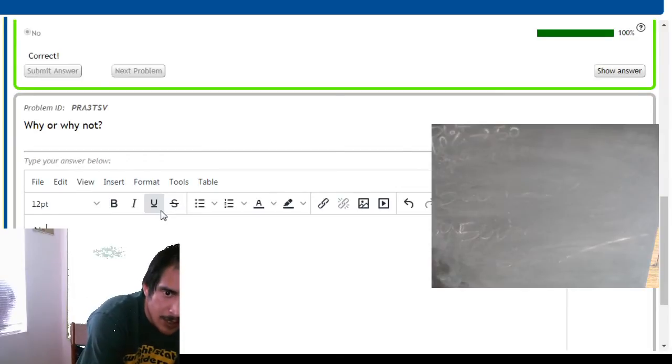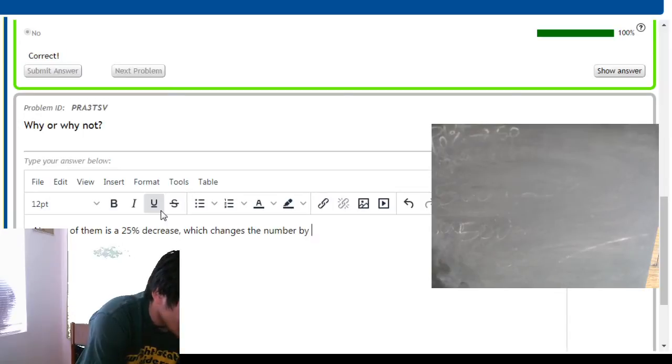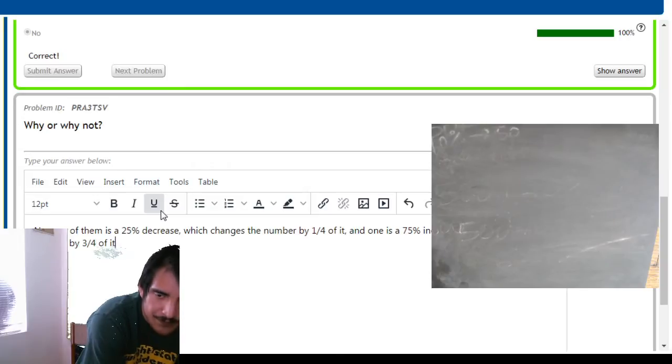No, one of them is a 25% decrease, which changes the number by 1/4 of it, and one is a 75% increase, which changes the number by 3/4 of it.